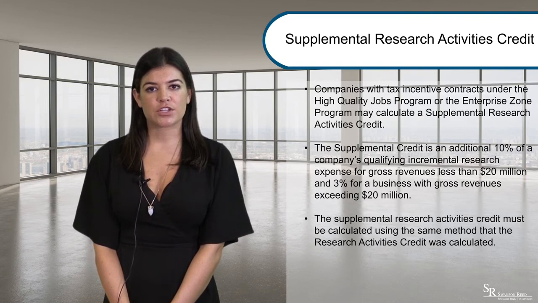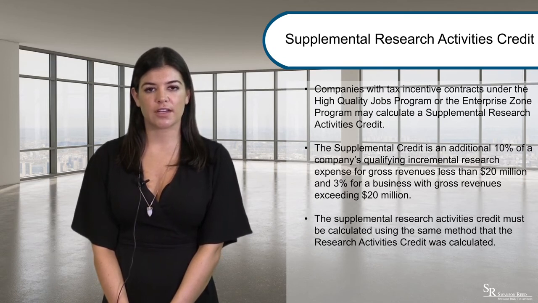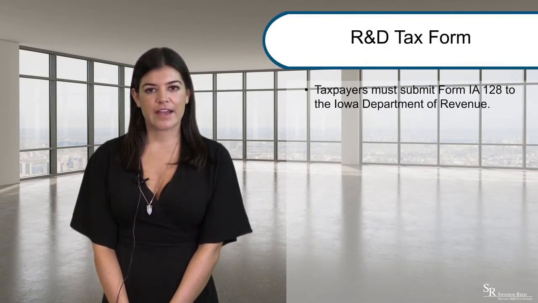The supplemental research activities credit must be calculated using the same method that the research activities credit was calculated. Taxpayers must submit Form IA-128 to the Iowa Department of Revenue.